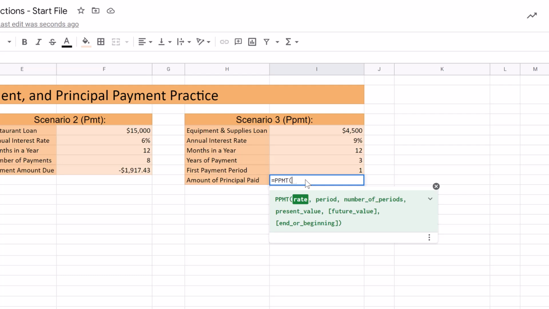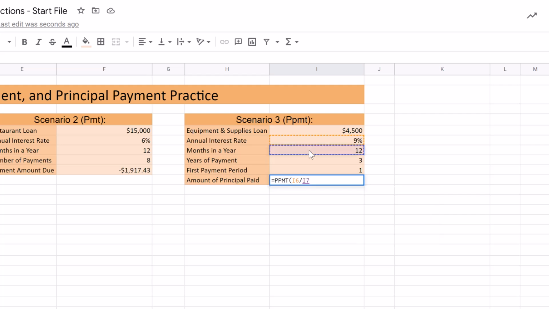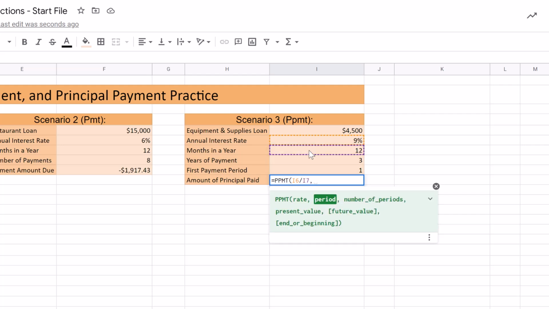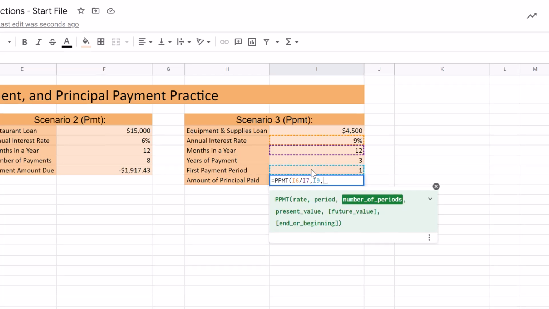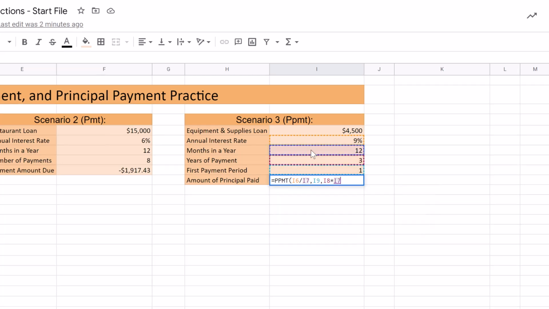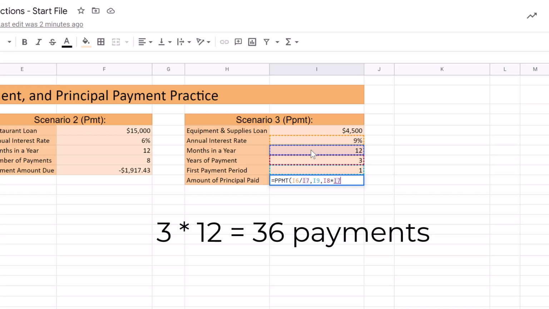Now, we need to put in all of our parameters. First, our rate is 9% divided by 12, so we click on cell I6, then we press the / key, and finally cell I7. Next, our period is 1 because we are looking for the principal paid after the first period. So we click on cell I9. Third, our number of periods will be cell I8 times cell I7. This will be a total of 36 payments because we are paying monthly for 3 years.